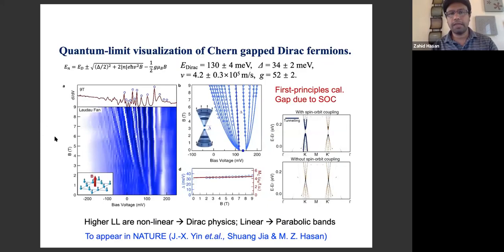Now we can do a detailed map, and in the dI/dV map we can clearly identify these Landau level peaks and explore the fan diagram. Then we can extract the parameters by fitting to Dirac fermion, Chern gap Dirac fermion related Landau quantization. This is also further supported by our own first principles calculation done by Gochin Cheng, a postdoc in my group. We can see that spin-orbit coupling is essential to create this much gap. And we can also fit the tunneling STM data with first principles modeling. With this four-parameter fit, we find a beautiful fit to the nonlinear higher Landau levels, signaling Dirac physics.